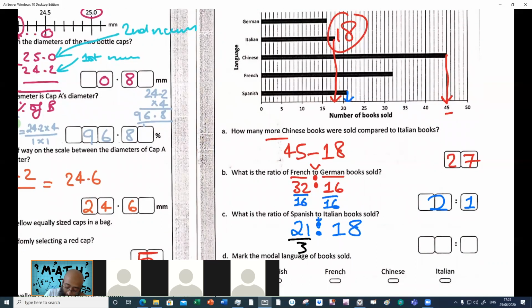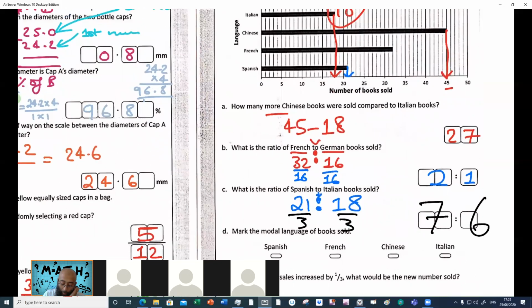So divide that by 3, divide that by 3. Cancelling, simplifying, same thing. 21 divided by 3 is 7. And 18 divided by 3 is? 6. Okay, so I'm sorry that I write my numbers quite big, but that's just so you can see easy, and I love writing big. Write your numbers in the boxes, please. Thank you.